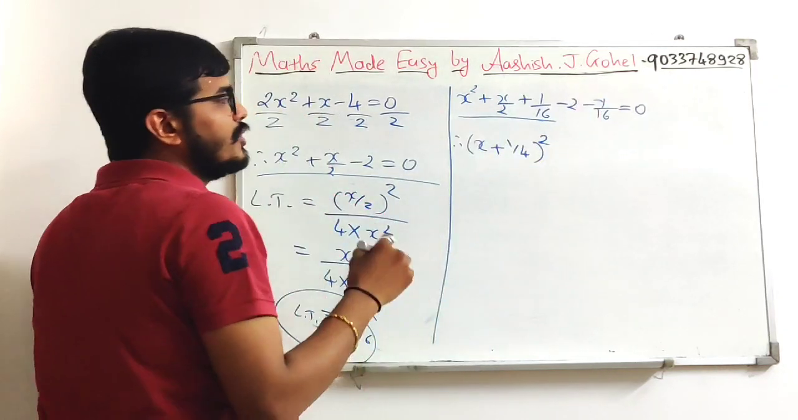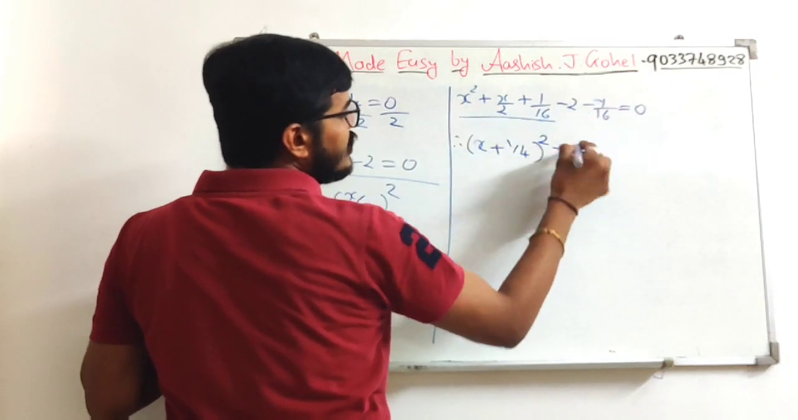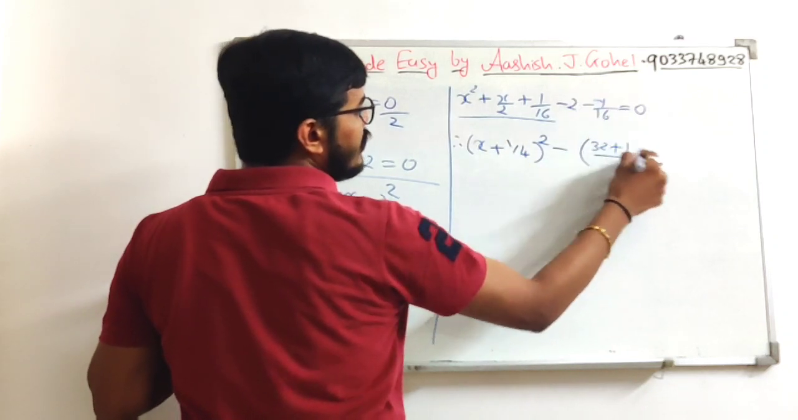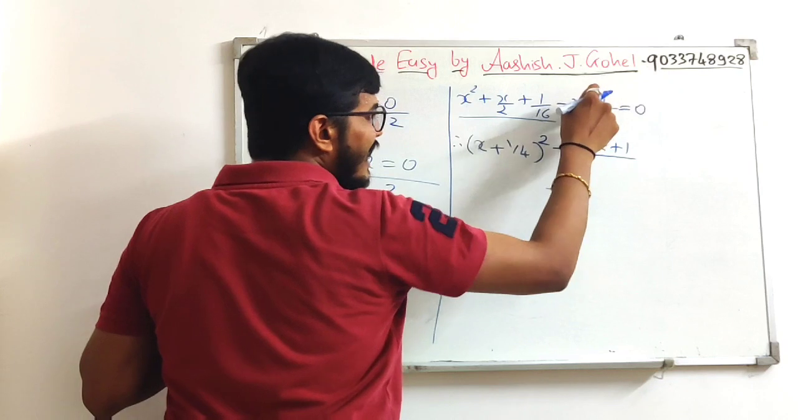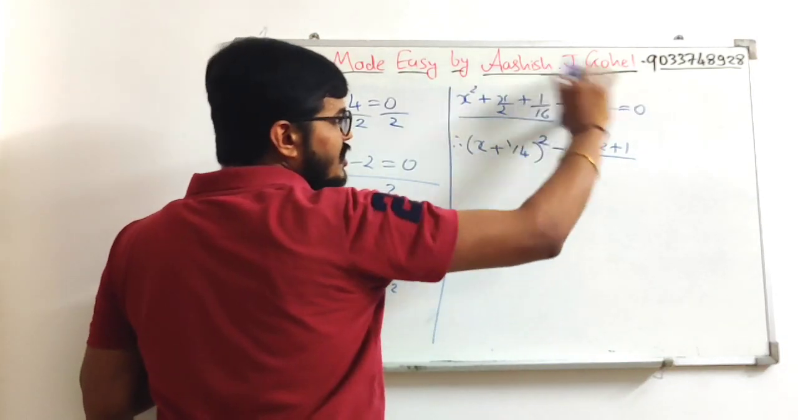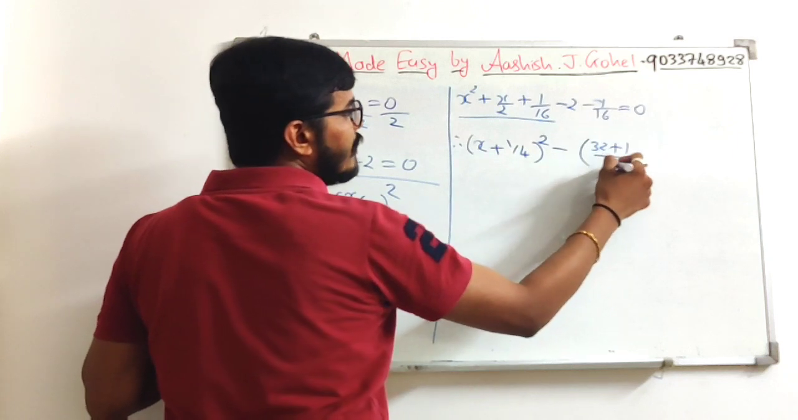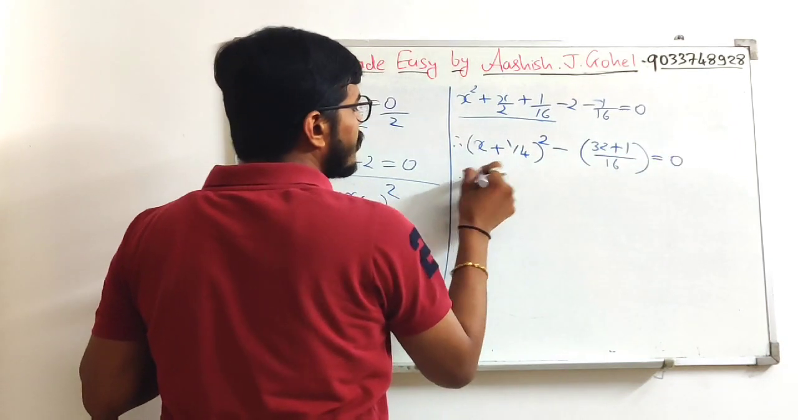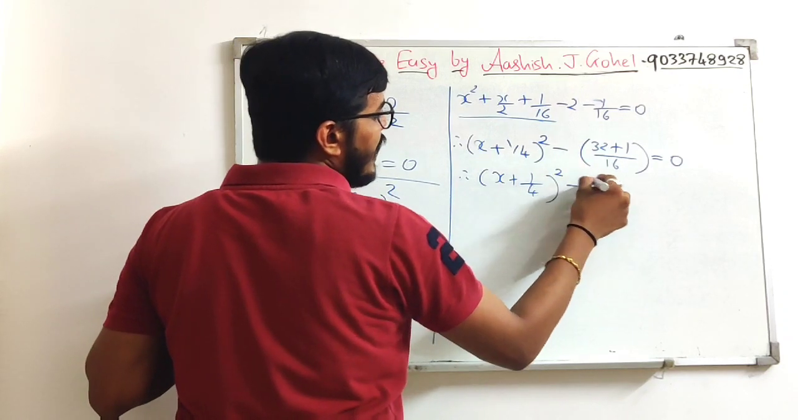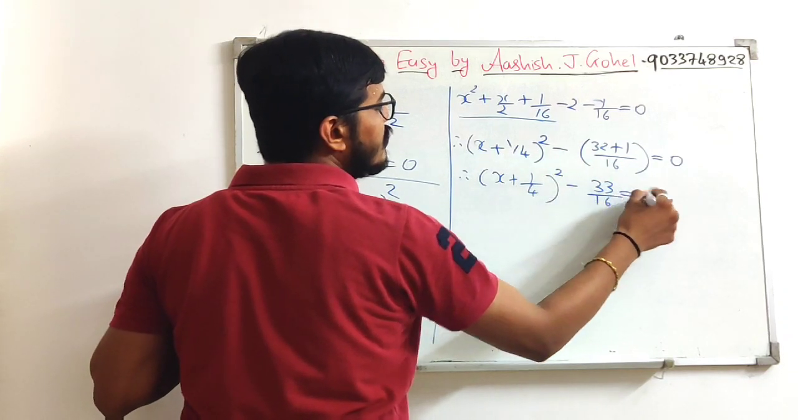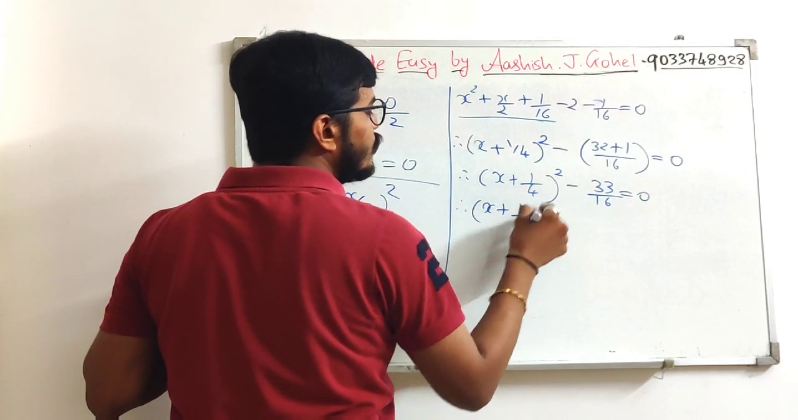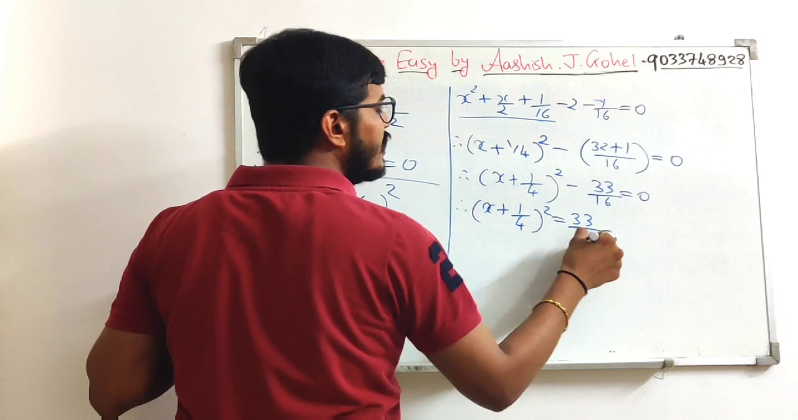Then here what we will do, just cross multiply. So minus, if I take common, 16 into 2 will be 32 plus 1, because here actually it was negative but I have taken minus common. So the inside term will change. So plus 1 divided by 16 is equal to 0. So x plus 1 by 4 whole square minus 33 by 16 is equal to 0. Take this term to this side. So x plus 1 by 4 whole square is equal to 33 by 16.